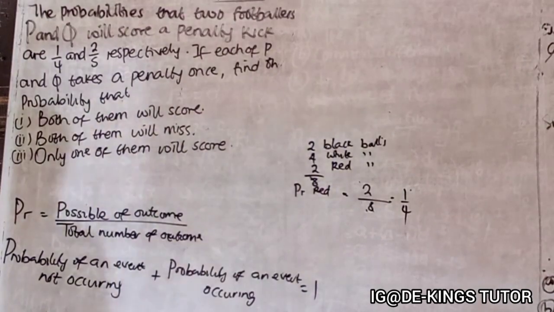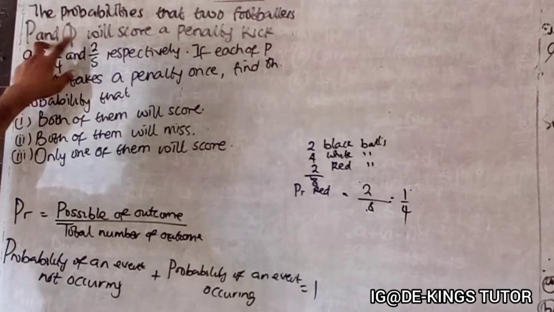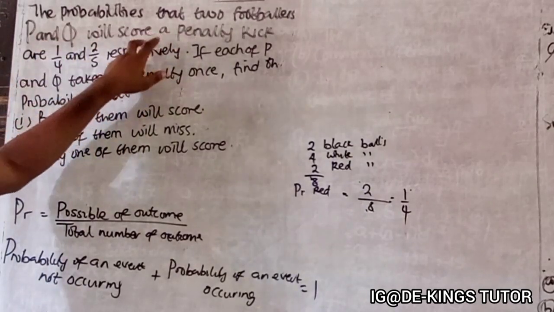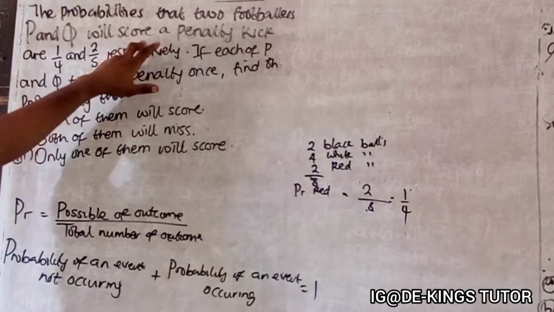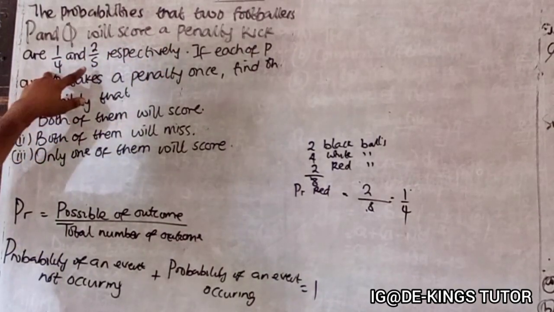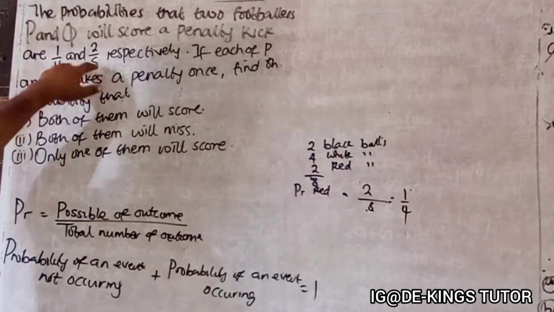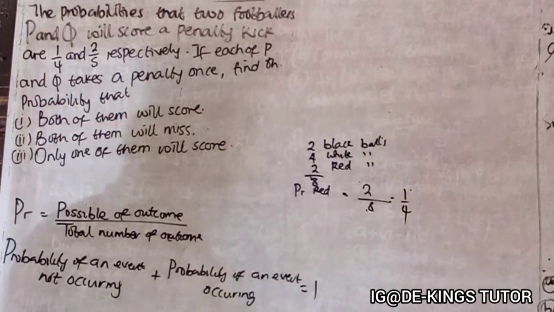Okay? So now if we relate it to what we're doing, we say the probability that two footballers P and Q will score is not certain, but the probability that they will score the penalty kick is 1 over 4 and 2 over 5 respectively. If each of P and Q takes the penalty once, find the probability that both of them will score.